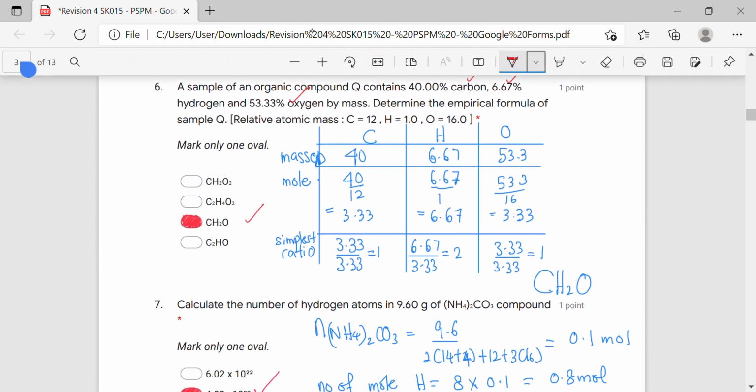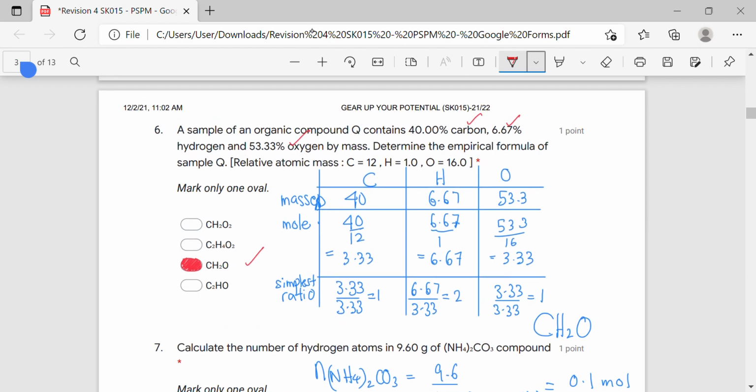So ini tu calculate empirical formula. So make sure kita tengok dulu mass ni, percentage ni sama dengan 100 tak? So kalau dia sama dengan 100, jadi total ni kita boleh anggap percentage tu sama juga dengan mass in gram. So dapatkan mol. So antara tiga-tiga ni yang paling kecil 3.33. So divide by 3.33. So dapat simplest ratio 1, 2 for hydrogen and 1 for oxygen.